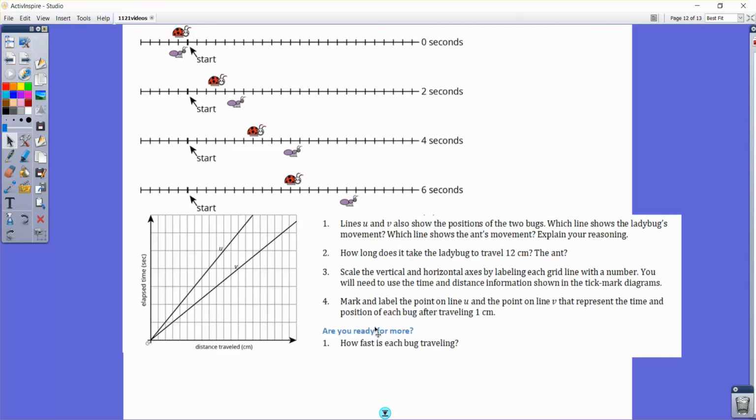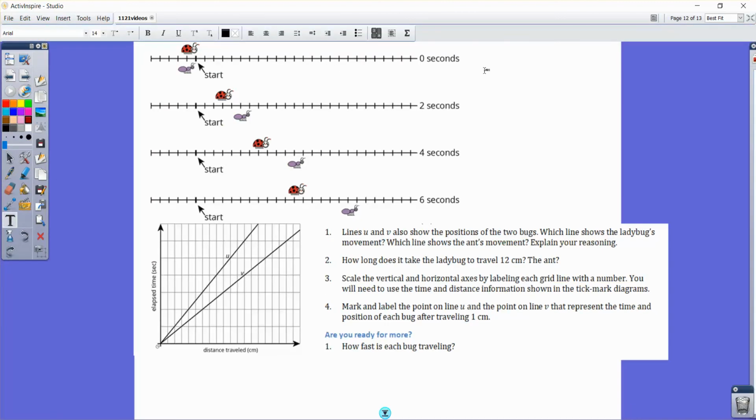The second question is asking how long does it take the ladybug to travel 12 centimeters? Well, you're going to want to look at these particular lines here to kind of infer how long it's going to take for it to travel 12 centimeters. By the way, each of these lines does represent 1 centimeter, okay? So I want to make sure that that part is clear per line, okay? So that goes for all of these graphs, okay?